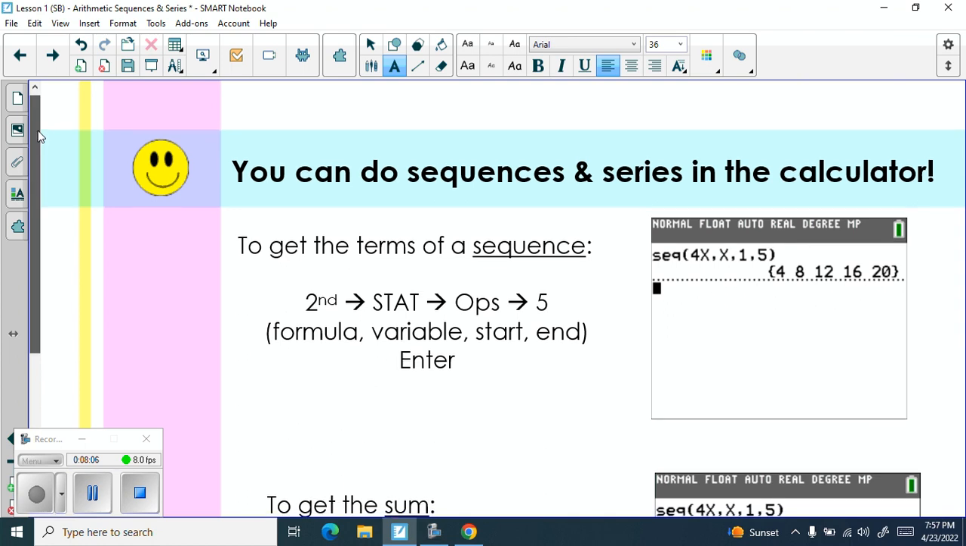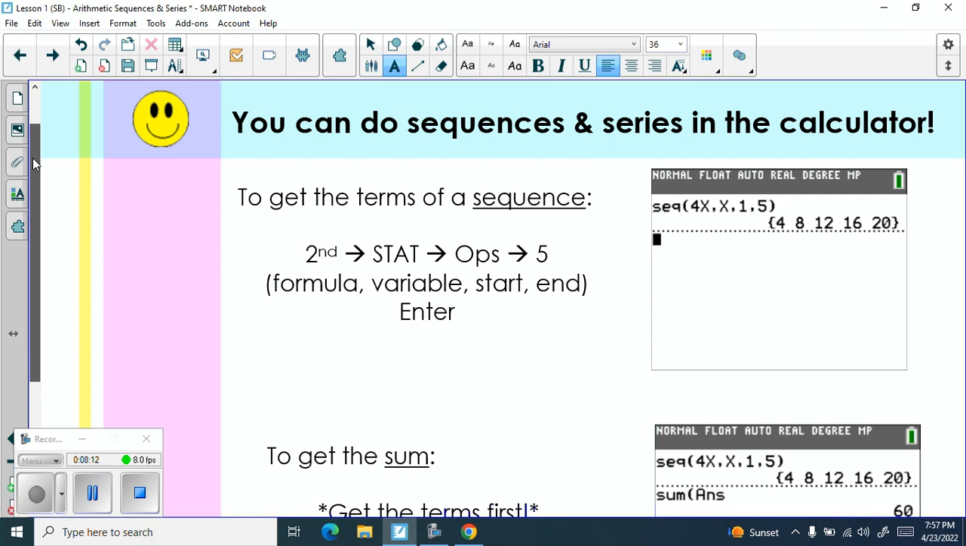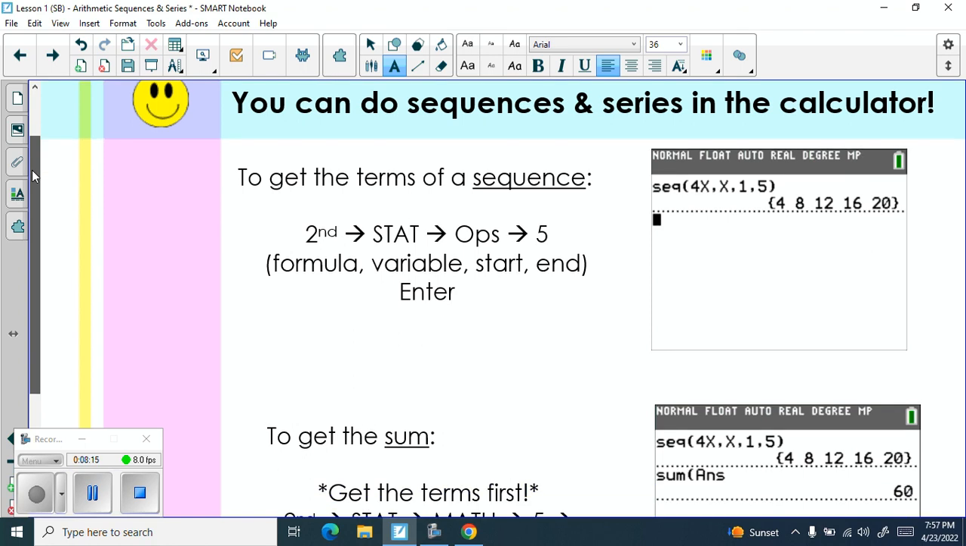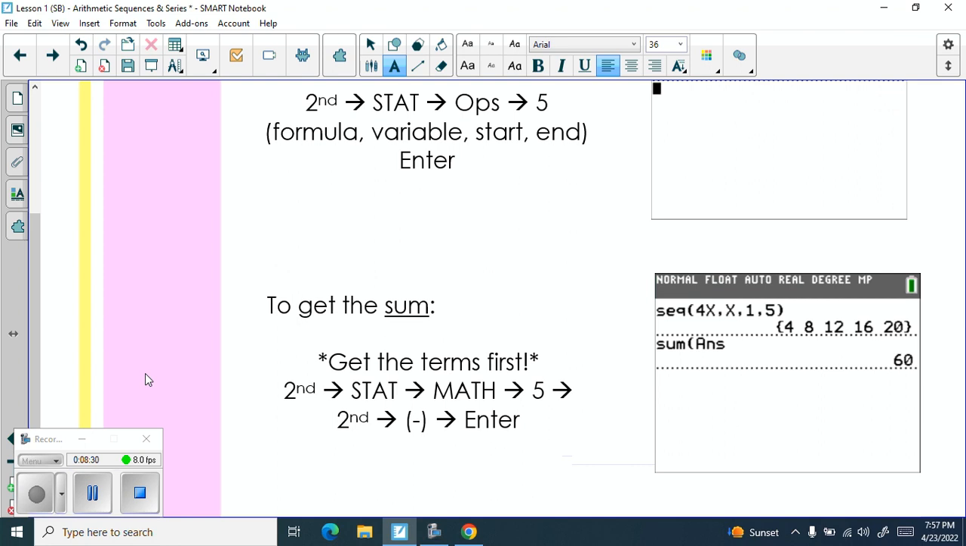Now, your calculators can do this as well. So you'll see on my screen and on your note sheet how to do this in a calculator. To get the terms of a sequence, you go to second, stat, ops, and then 5. Then you start with your formula, followed by your variable, followed by what you want to start with and what you want to end with. And then to get a sum, you have to get your terms first. So you start with the steps from above, and then you do second stat math 5, second negative sign, and enter, so that you can get your sum. And that's the sum of our first series that we did together.